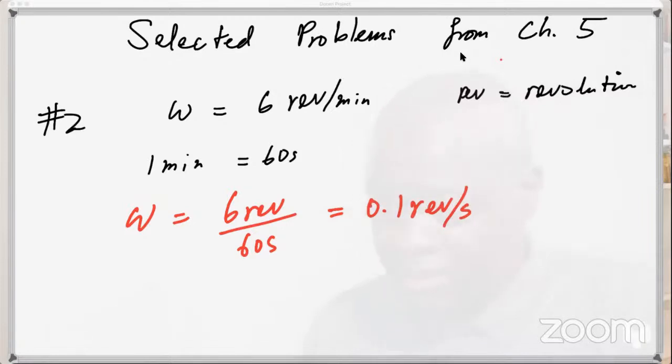Okay. Now, how do we go from rev per minute to radians per second? Hang on, I'd have to find the formula. It's not on this thing. Hang on, let me look at my notes. Okay.